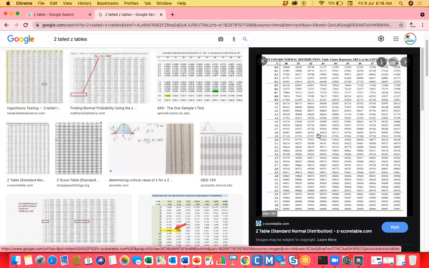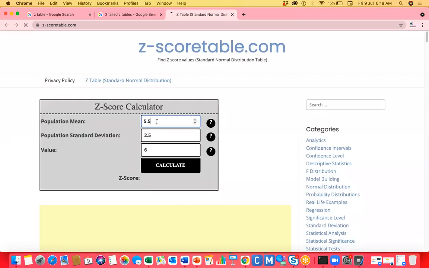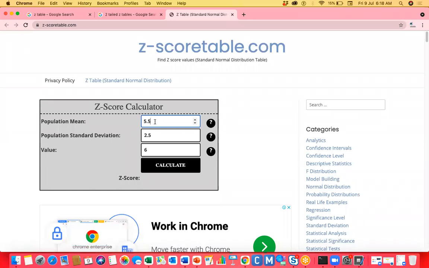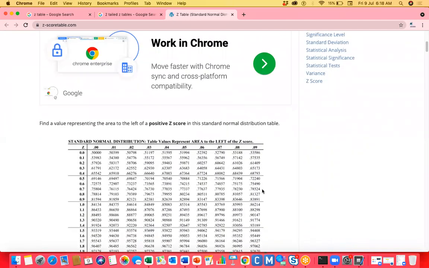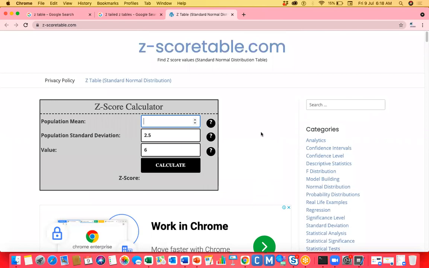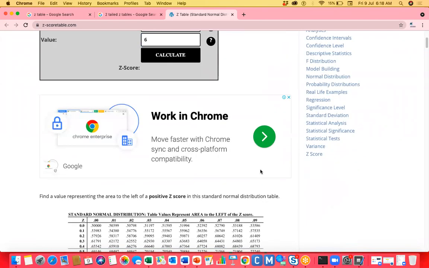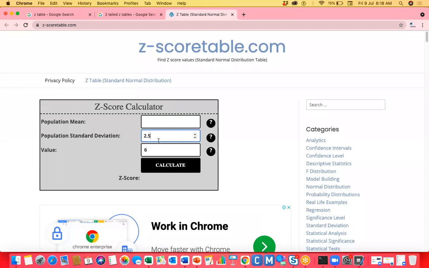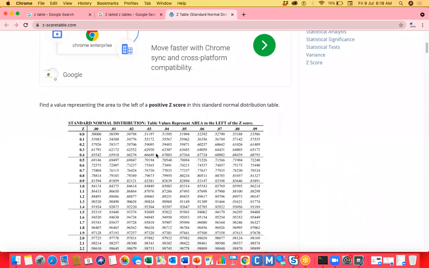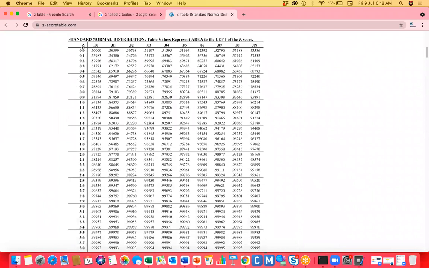So you can see this table. The population mean, how much? This is the Z value, a Z calculator. You can go through some websites like ztable.com, where you can give the population mean, the standard deviation and the value. But anyway, we already calculated the Z value, 2.32.